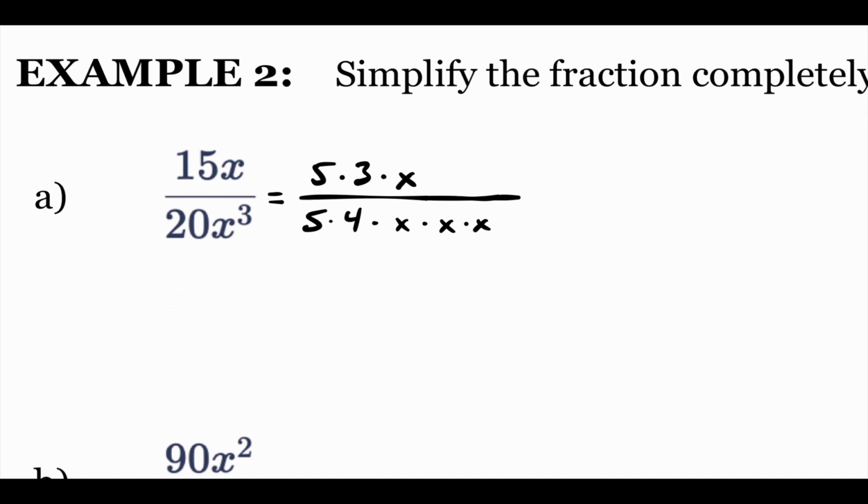And they also have x's. So the top has x. It's all multiplication. The bottom has 3 of them. So we're doing the same exact steps we just did. 5 divided by 5 makes 1. X divided by x makes 1.